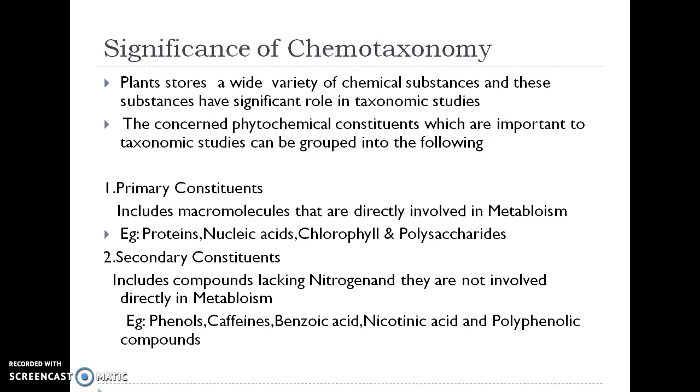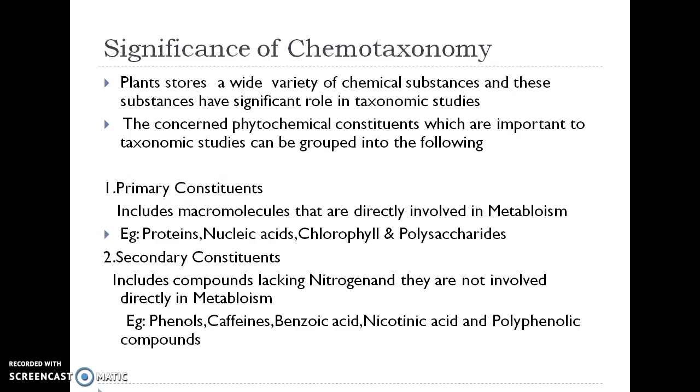Then what about the significance of chemotaxonomy? We know that plants store a wide variety of chemical substances, and these substances each have a significant role in taxonomic studies. They contain phytochemical constituents, or the chemical substances which are generally present in plants, which are very important for taxonomical studies, and we can group them into the following constituents, that is primary constituents as well as secondary constituents. That means based upon the nature or the complexity, we can divide all these chemical substances into two different forms.